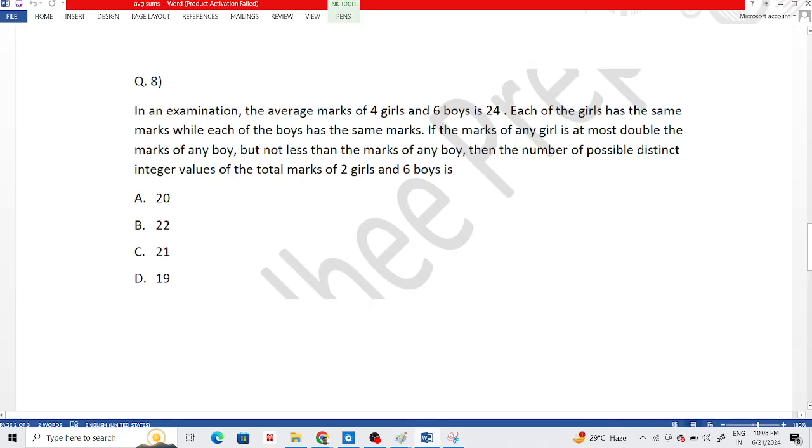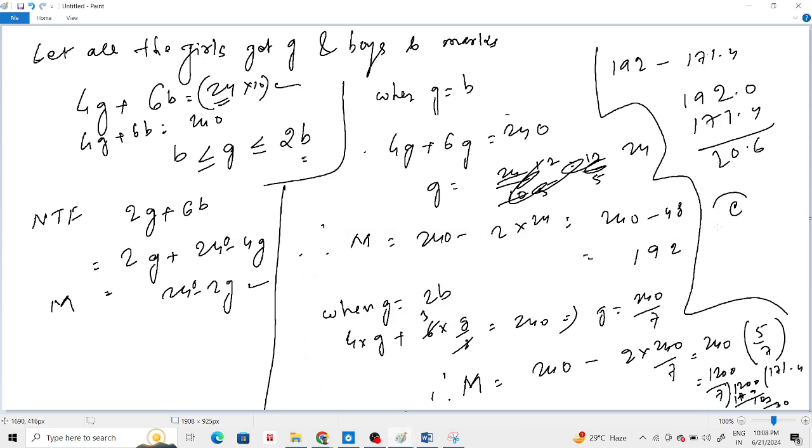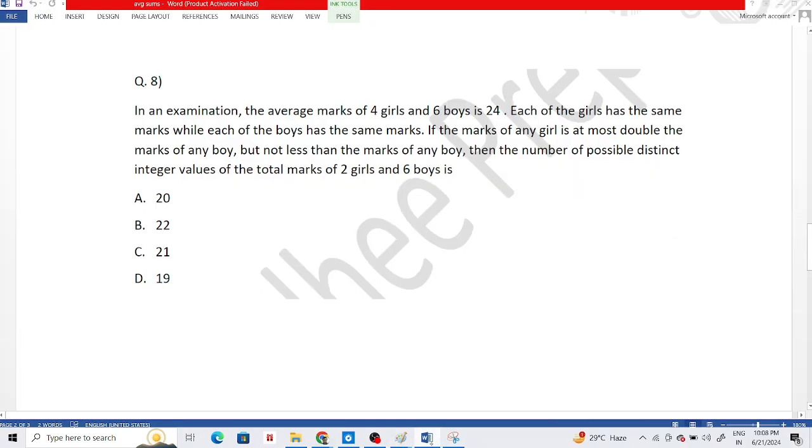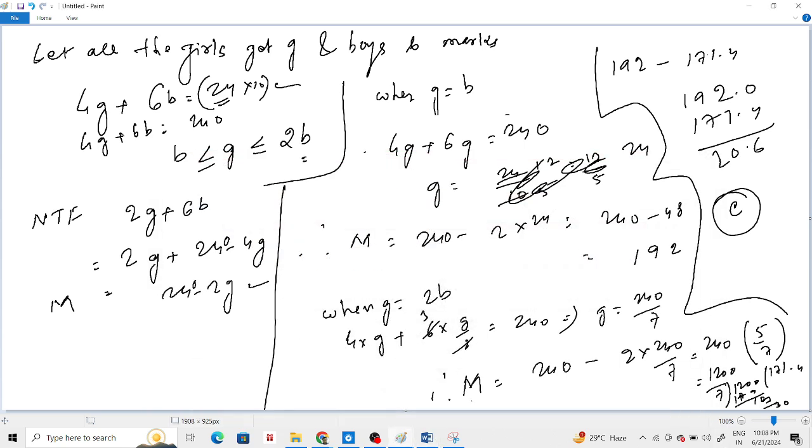20.6, so that will be near about 21. Let's see. So sir, when G equals B, huh? Okay, so I'm explaining this sum once again.